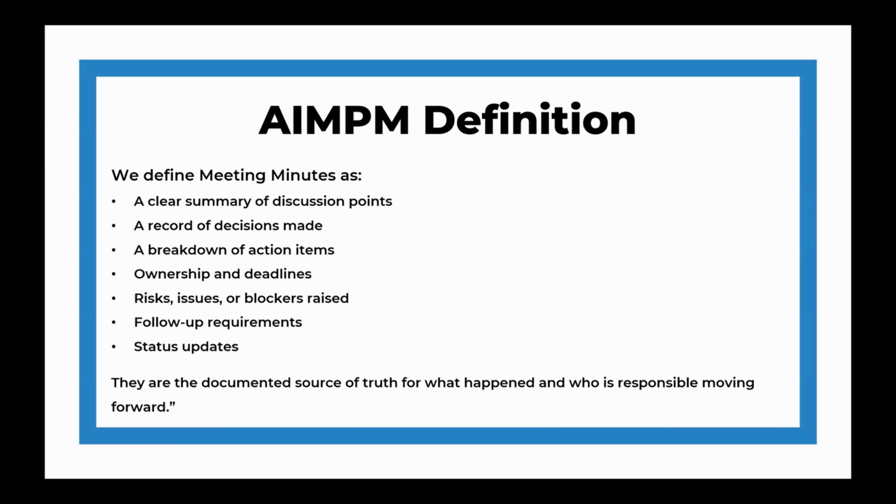Your minutes should be concise, direct, and accurate. You don't achieve this by typing every word people say in a meeting. You achieve this by focusing in on certain points of discussion and documenting those with precision. If you can do this well, your meeting minutes will become the documented source of truth for what happened and who is responsible for moving forward. If you align this with your integrated logs and registers, then you're tracking like a pro.